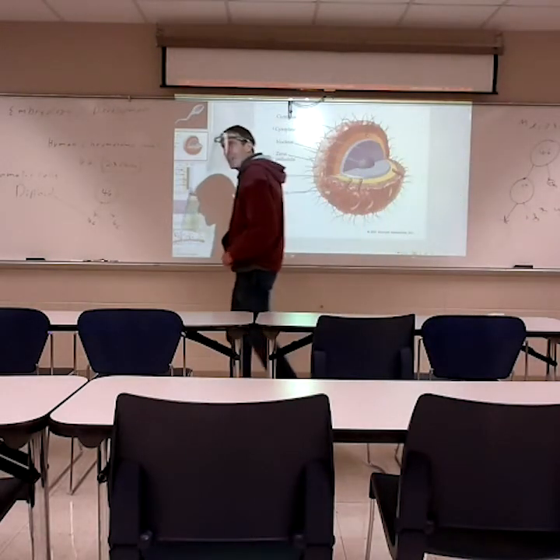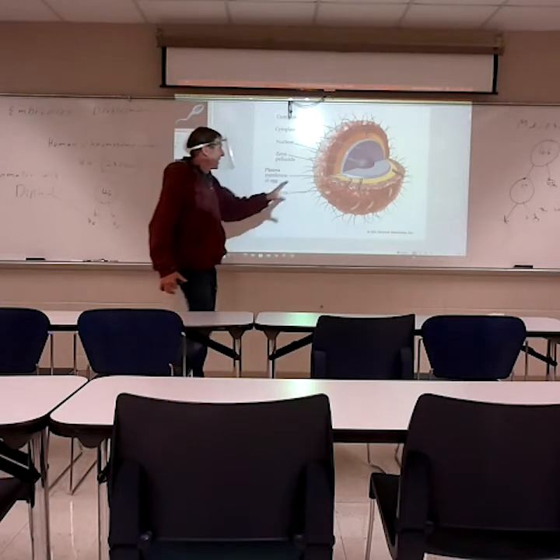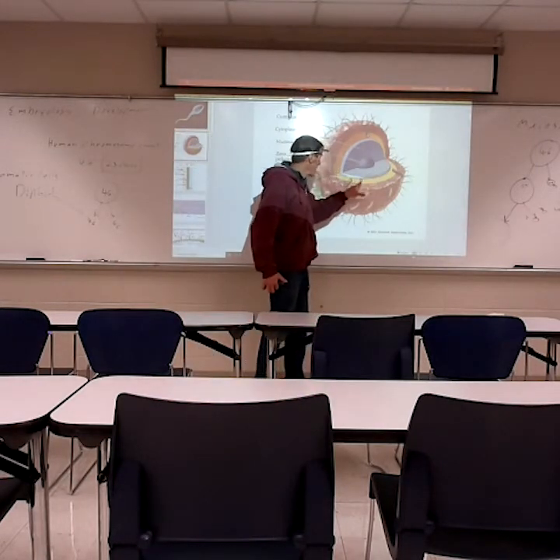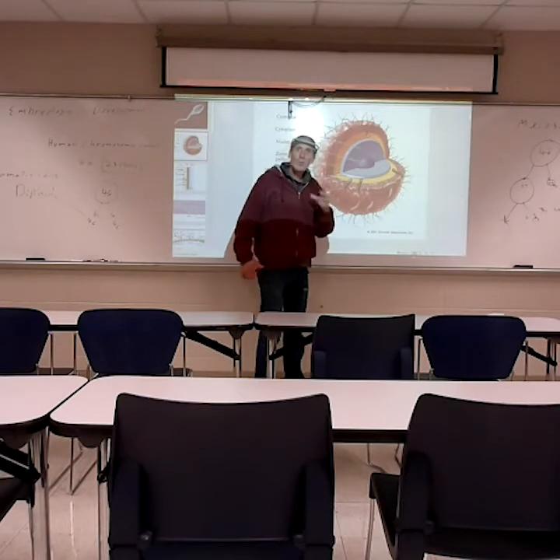And this is giving you an idea of the size scale. This thing in blue, that's the oocyte. These little things are representing sperm. They're much, much tinier.